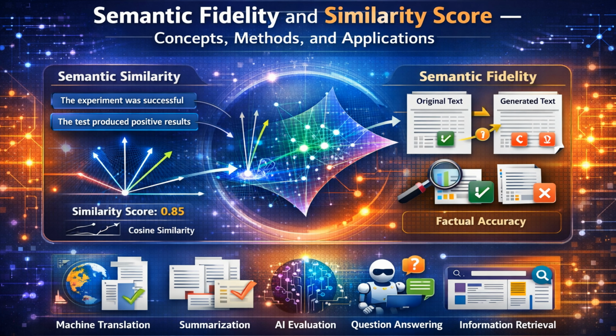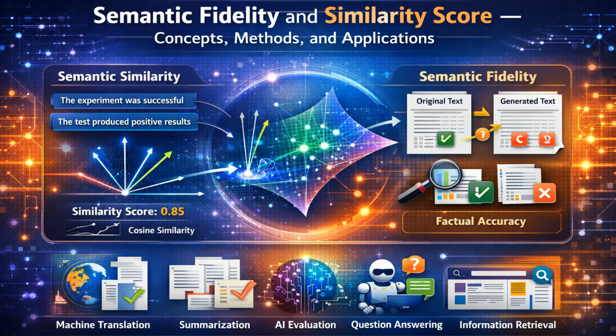Oh, there are tons. In academic plagiarism detection, similarity scores can identify paraphrased copying. Search engines use them to rank results by meaning, not just keywords. Conversational AI uses them to evaluate response relevance. And in summarization and translation, fidelity metrics ensure the correctness of information. I see. They're used in quite a few different areas.